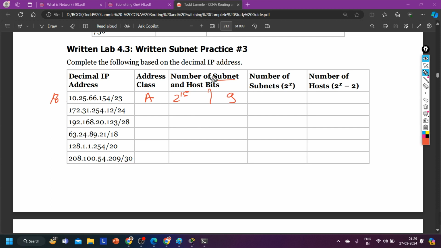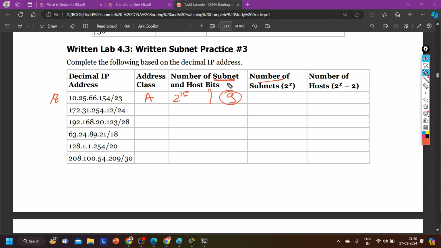Do we have to write 2 to the power 15, or the actual value of 2 to the power 15? What do we have to write here? It is asking how many subnets there are, so 2 raised to the power. Number of subnets and host bits. Host bits is fine, that is 9. What is the number of subnets? I think 15, sir.